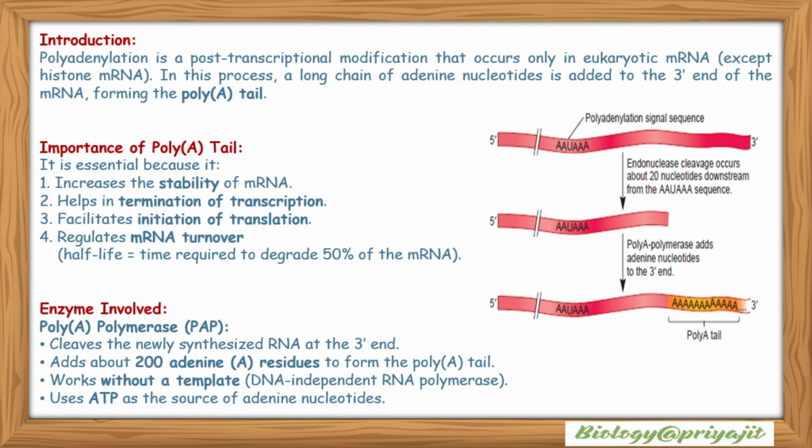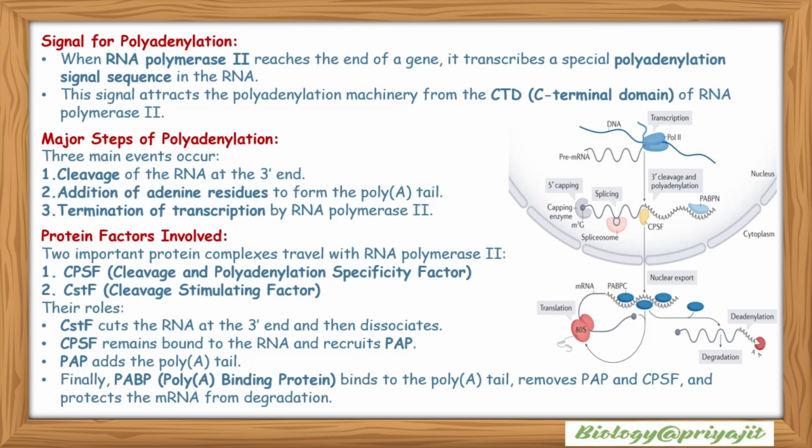So what are the enzymes involved in this process? The first one is poly-A polymerase, which adds to the newly synthesized mRNA cleaved at the 3' end. It adds about 200 adenine or A residues to form the poly-A tail, works without a template, that is, it is a DNA-independent RNA polymerase, and uses ATP as the source of adenine nucleotides. Signal for polyadenylation: when RNA polymerase 2 reaches the end of a gene, it transcribes a special polyadenylation signal sequence in the mRNA. This signal attracts the polyadenylation machinery from the CTD, or C-terminal domain, of RNA polymerase 2.